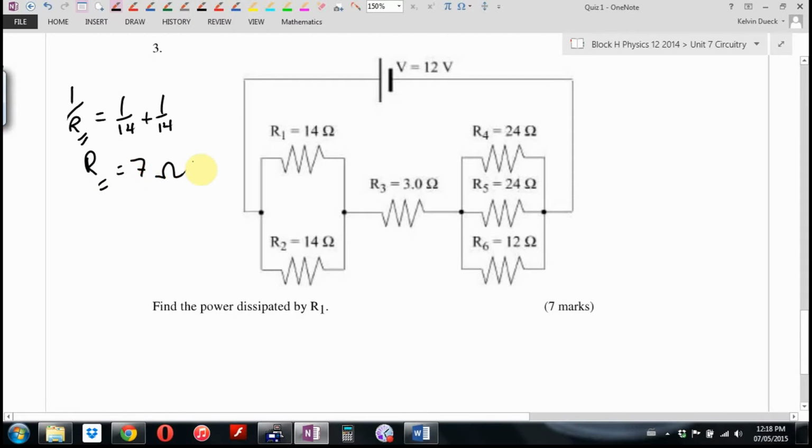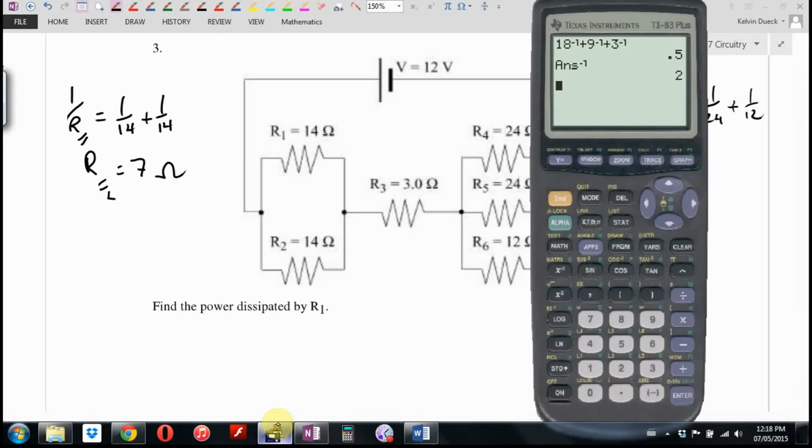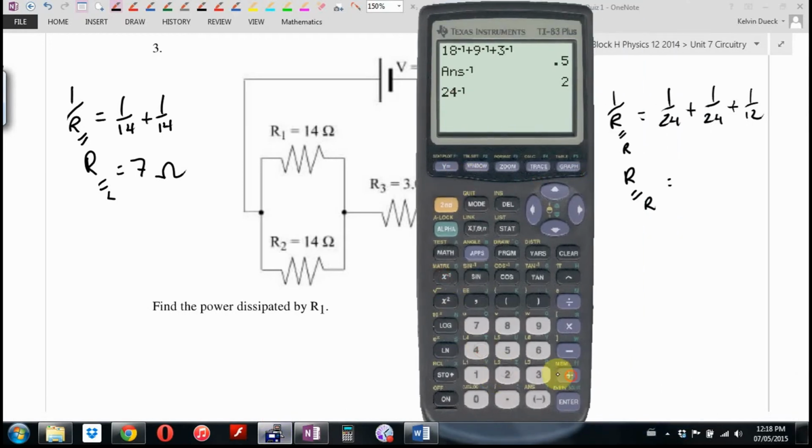You see there's 2 parallel chunks, Riley? I'll call this R parallel left. Over here, I'll go 1 over R parallel to the right, which is 1 over 24 plus 1 over 24 plus 1 over 12. R parallel on the right side is... Do that one in your head, Mr. Dueck. Okay, it's 2 over 12 plus 2 over 12 plus 1 over 12. Sorry, it's 5 over 24. It's 24 over 5. It's going to be 4.8.